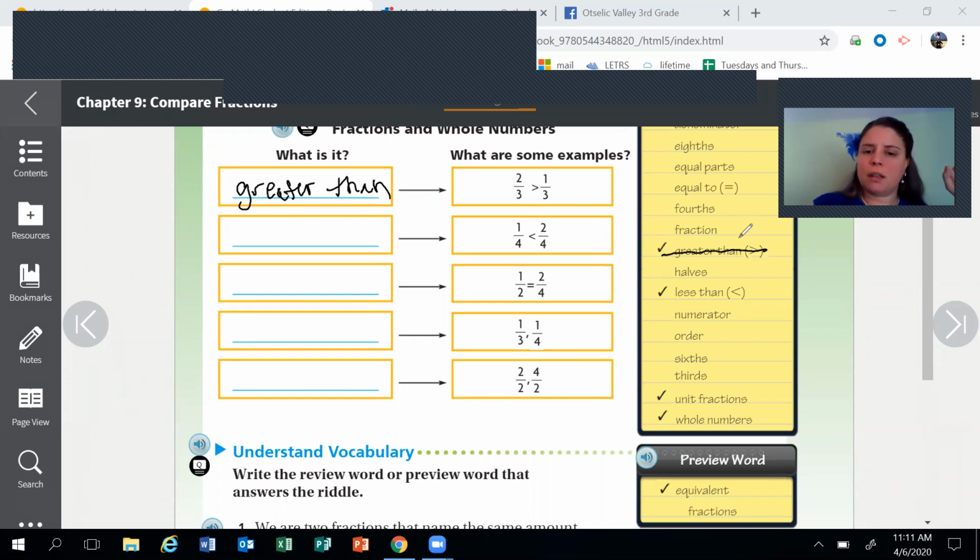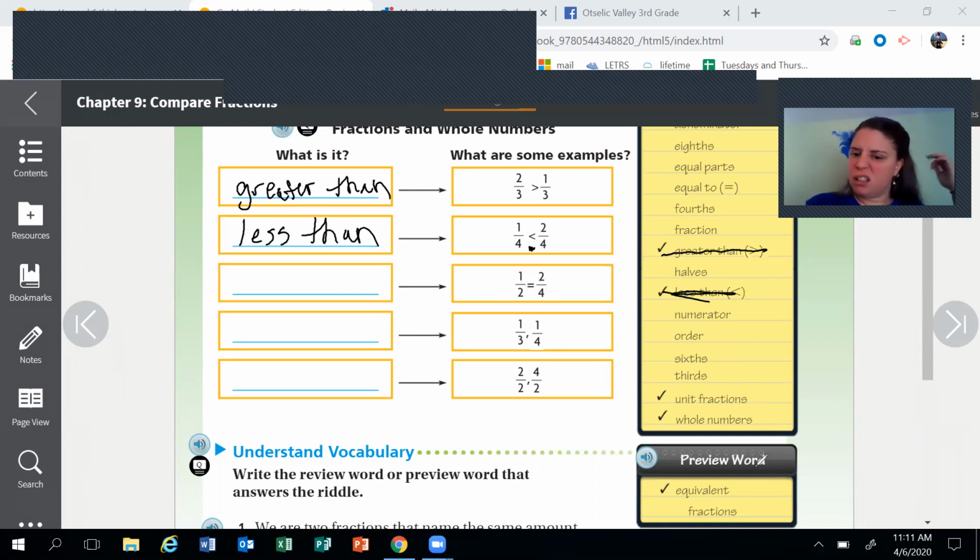Okay. And this one, it says 1/4 is blank than 2/4. You guys know what this is. The crocodile's going the wrong way, right? So it's going to be less than. All right. 1/2, hey, this is similar to what I did earlier, is equal to 2/4. We only got 3 words left to fill in here.